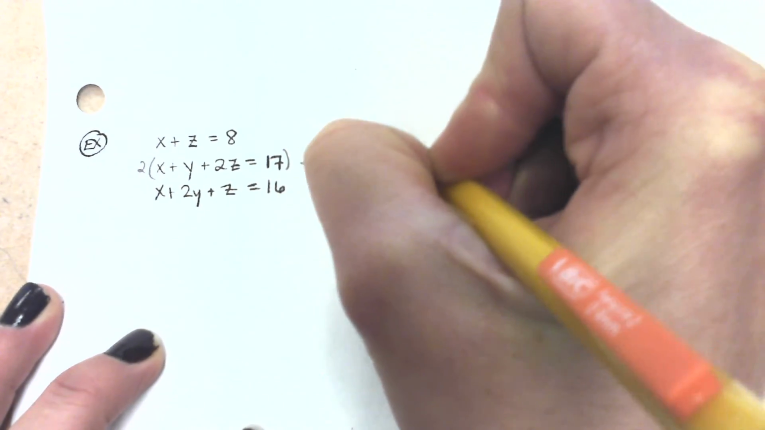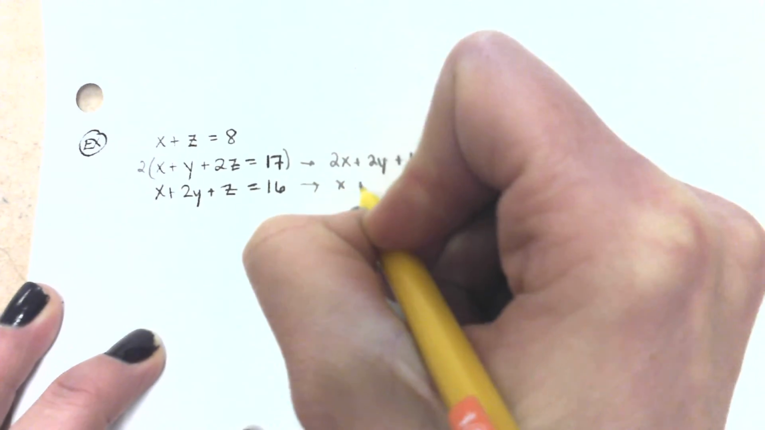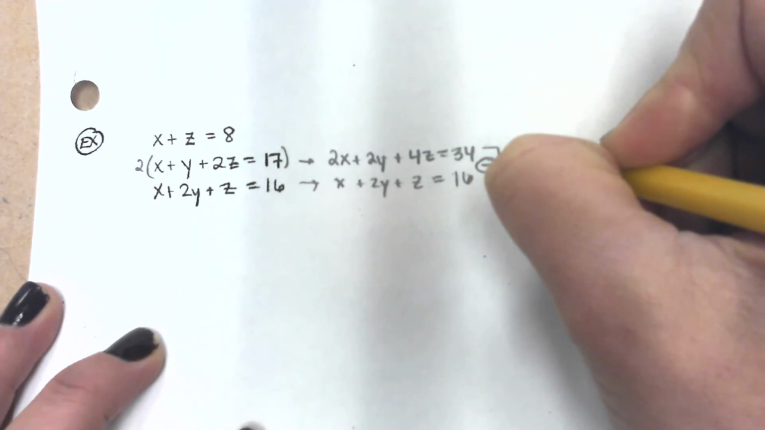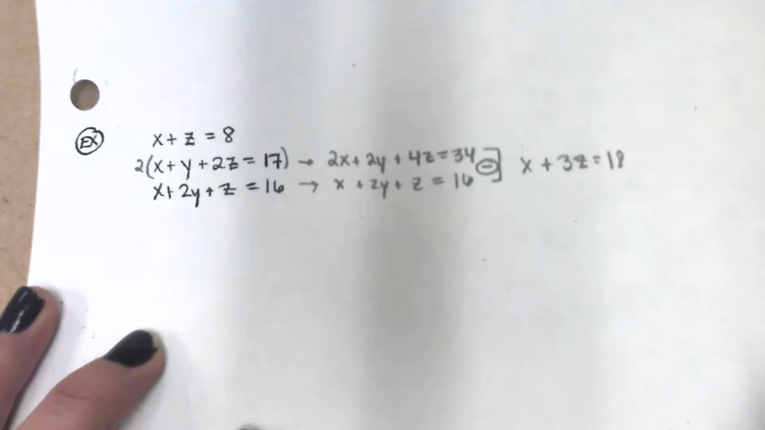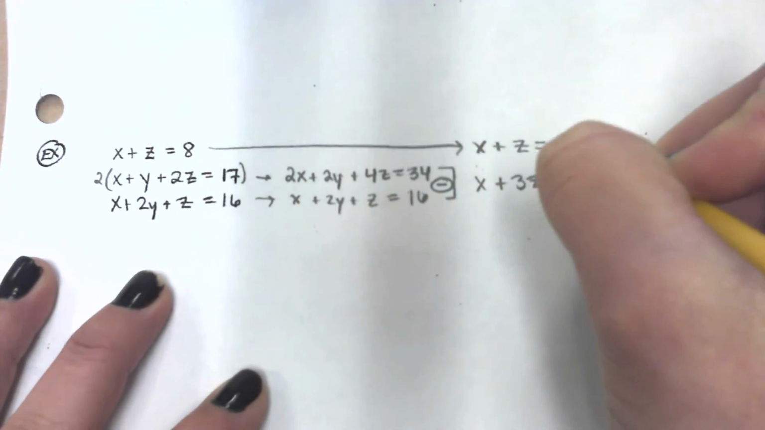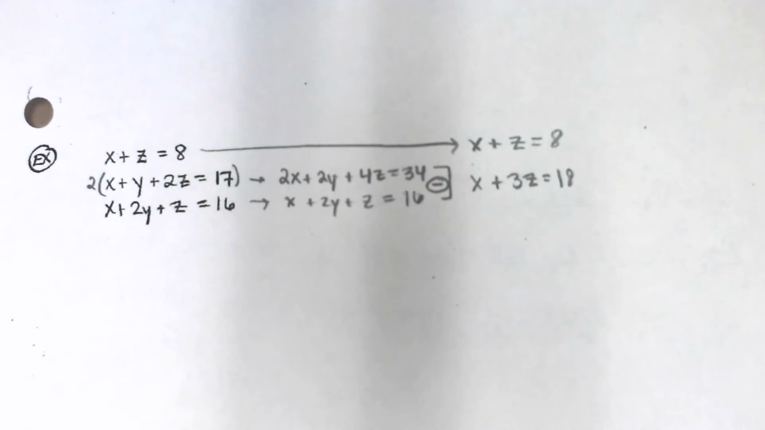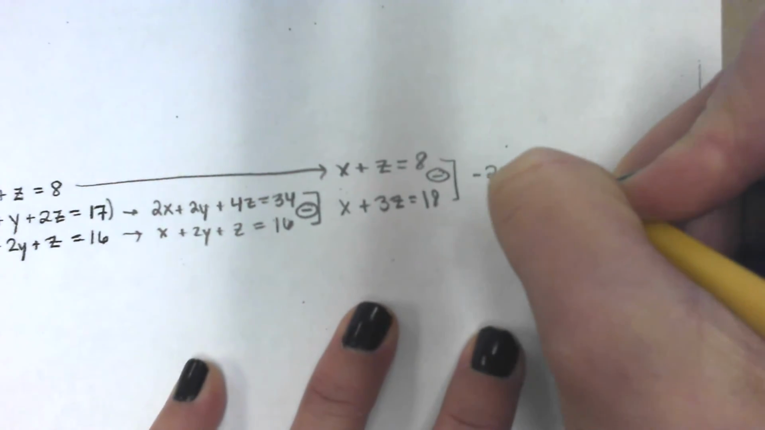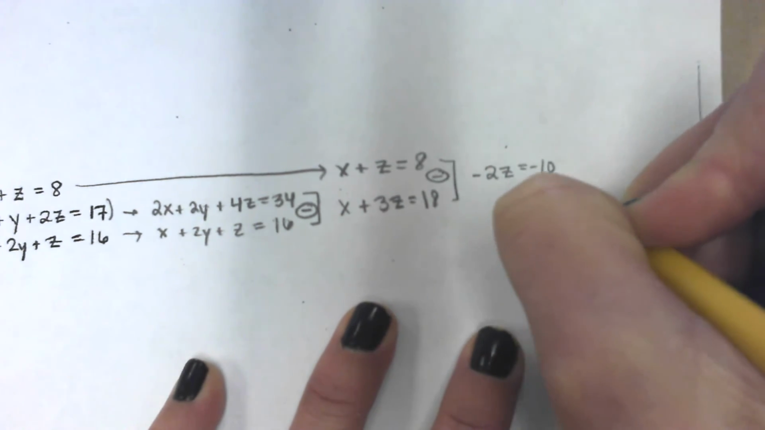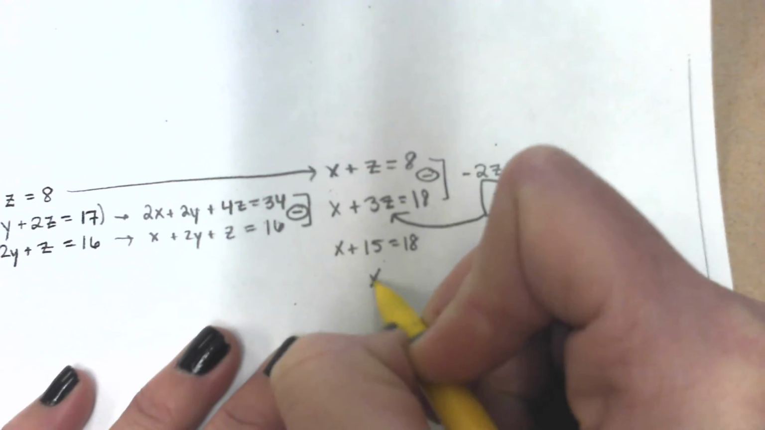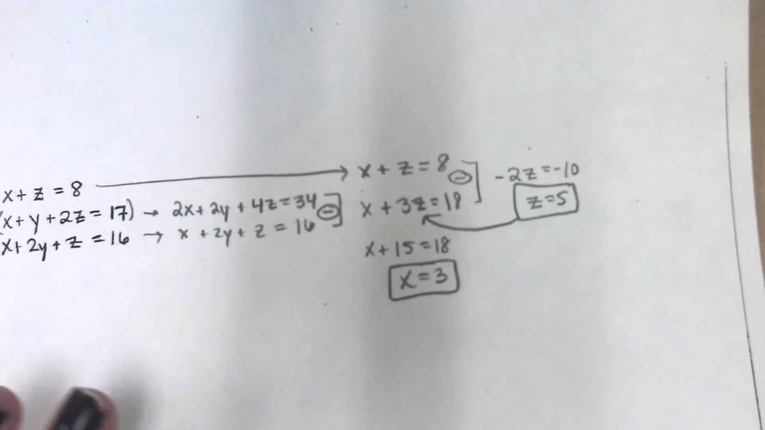So multiply by 2. Add or subtract. So I get x plus 3z equals 18. And the first equation I'm just going to straight up use, x plus z equals 8. And then which variable should I eliminate? X by adding or subtracting? Right. Z minus 3z is negative 2z. 8 minus 18 is negative 10. Z equals 5. Go back. X equals 3. Go back.